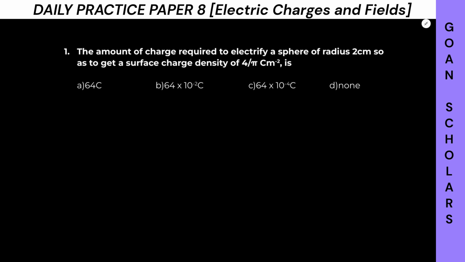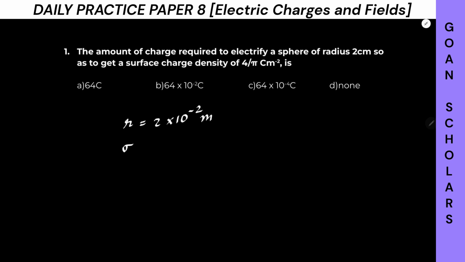Let's start with paper 8. Question number 1 in paper 8 says the amount of charge required to electrify a sphere of radii, so radius here is 2 centimeter. Let's make it 2 into 10 to the power minus 2 meters. So as to get surface charge density, be very careful.